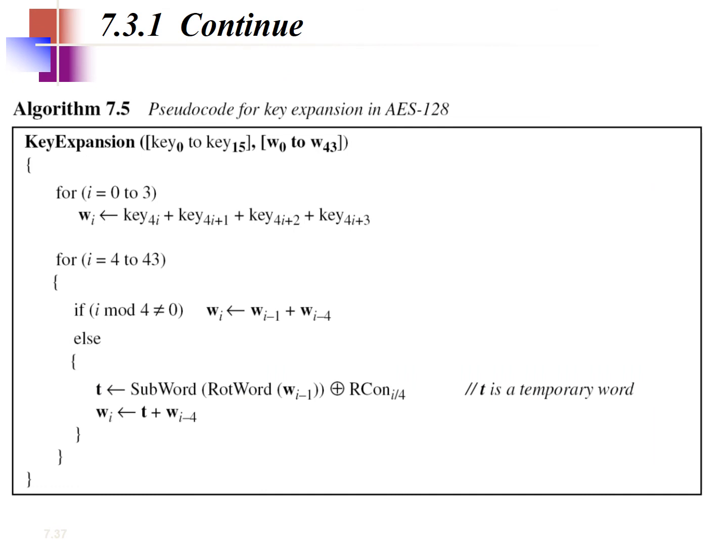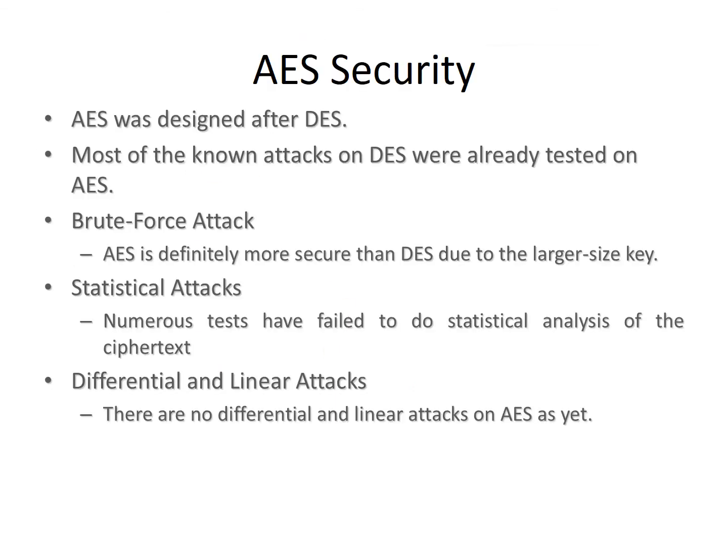So this is pseudocode explaining the same process. I have explained that same process already. We take the word, do the rotation and substitution, and after that we XOR with the constant value. So this process will generate the key for each and every round.